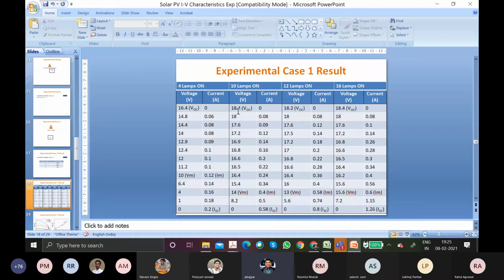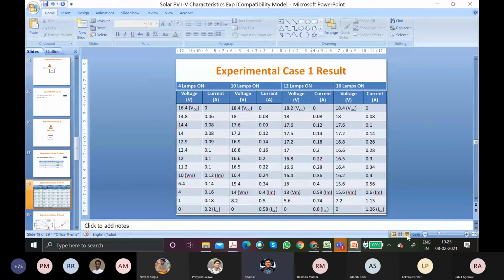And the corresponding Vm and Im are the maximum voltage and current. Maximum means the voltage and current at which the power is maximum, right? It is not the individual value of their maximum. You can see the voltage maximum is around 12, 14, 14.8, or 16.4, but it is the point where the product of these two is maximum. So that is called the maximum voltage and maximum current, which is basically where the power is maximum.